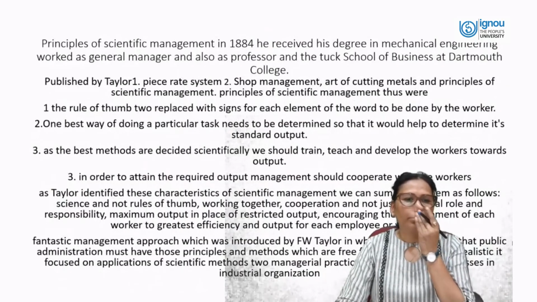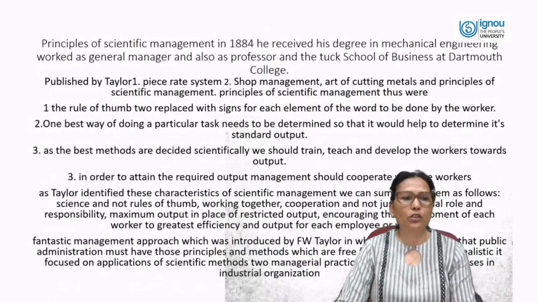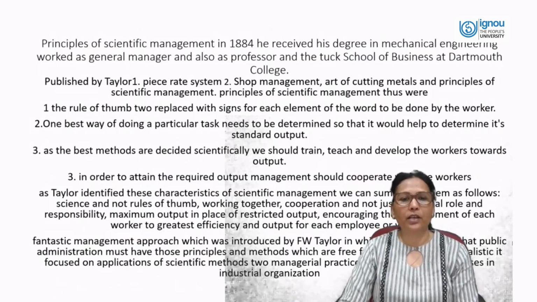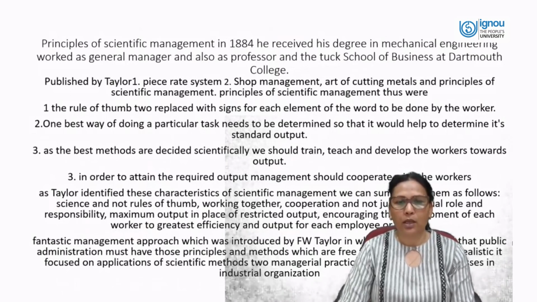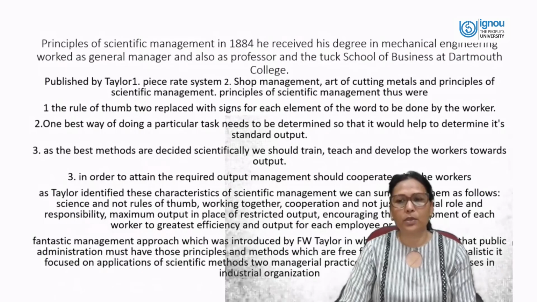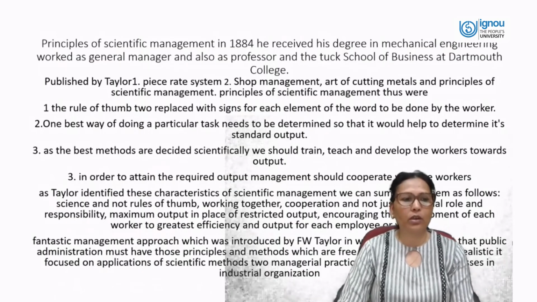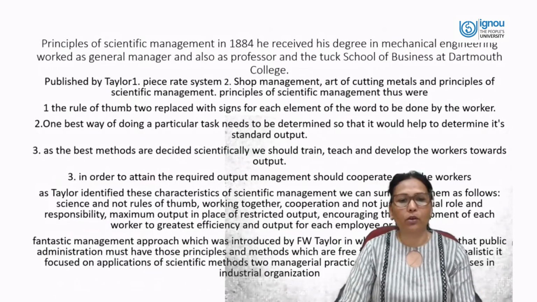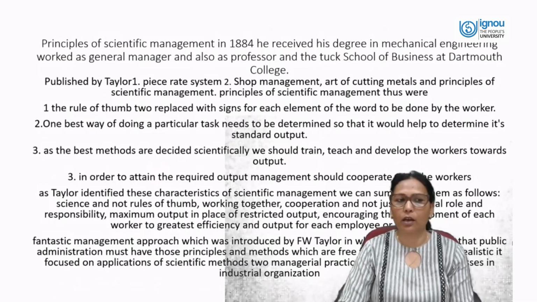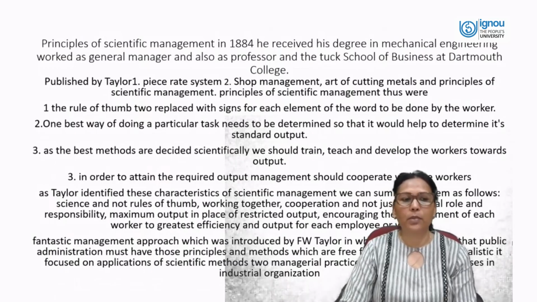The basic publications of Taylor were the Piece Rate System, Shop Management, Art of Cutting Metals, and Principles of Scientific Management. The principles of scientific management were: first, the rule of thumb; second, the one best way of doing a particular task needs to be determined so that it would help to determine a standard output; third, the best methods are decided scientifically.